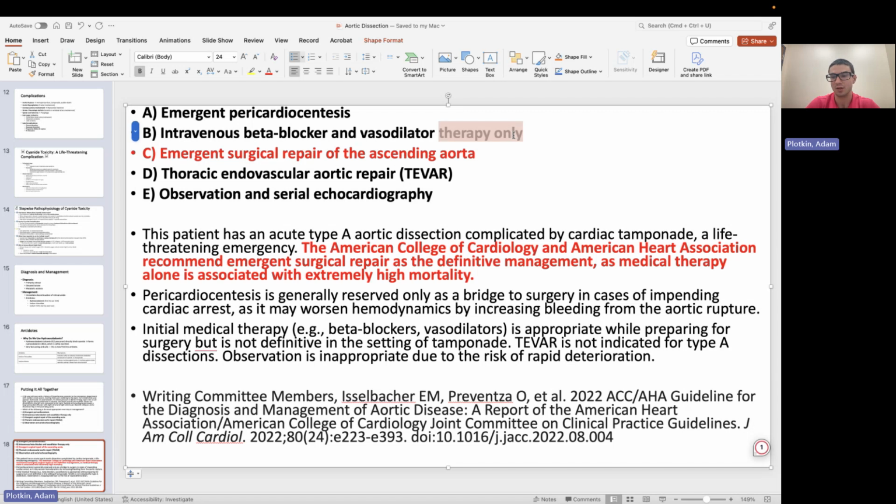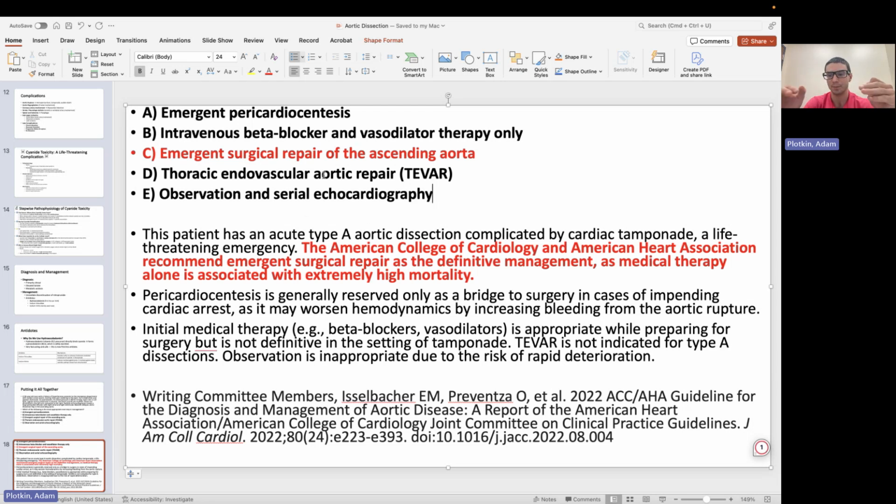And because it says only, we need to do more, right? At Stanford A, we need to do surgery. TEVR, thoracic endovascular aortic repair, is not indicated for type A dissections. We did not talk about that at all. Not the right answer. And then observation is obviously inappropriate due to the risk of rapid deterioration. So hopefully all that makes sense.